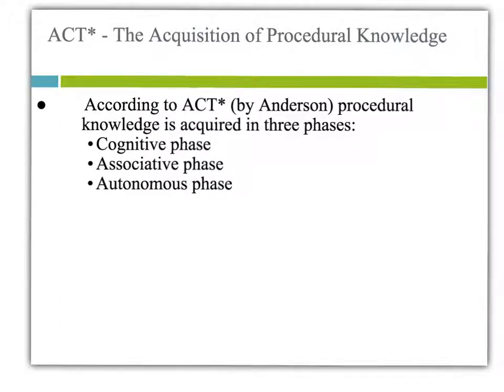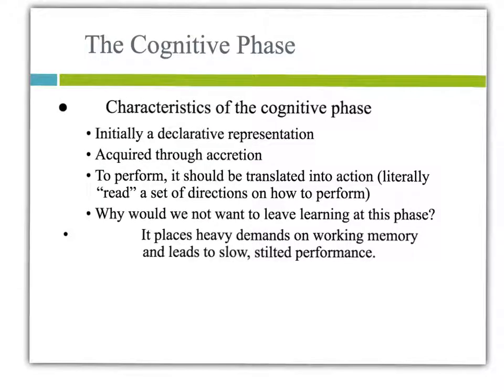Now we'll discuss the acquisition of procedural knowledge using the ACT model. It was a model developed by Anderson, which states that procedural knowledge is acquired in three phases. And these three phases include the cognitive phase, the associative phase, and the autonomous phase. Let's begin with the first phase, which is known as the cognitive phase. And it has several characteristics.